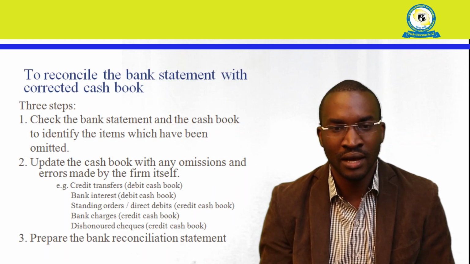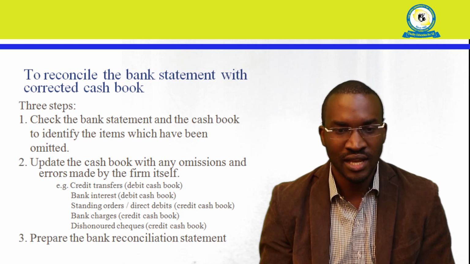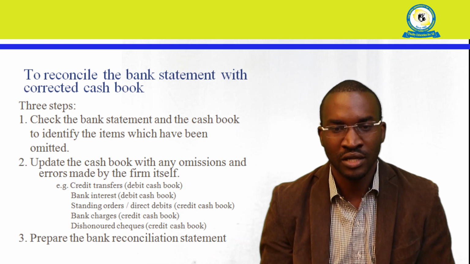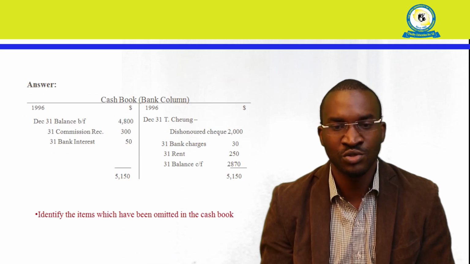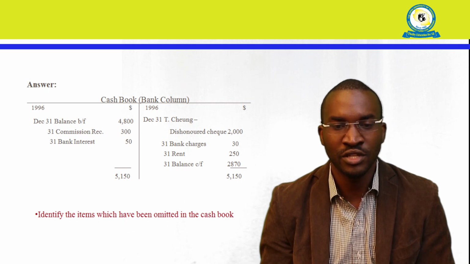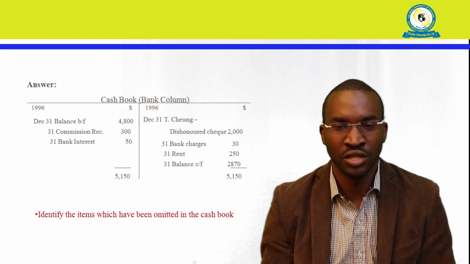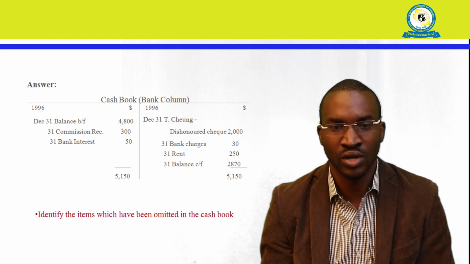One, check the bank statement and the cash book to identify the items which have been omitted. Second, update the cash book, and then prepare your bank reconciliation statement. If you identify the items that have been omitted in the cash book, you correct them, and then you come up and prepare your bank reconciliation. And this is how your bank reconciliation is going to look.